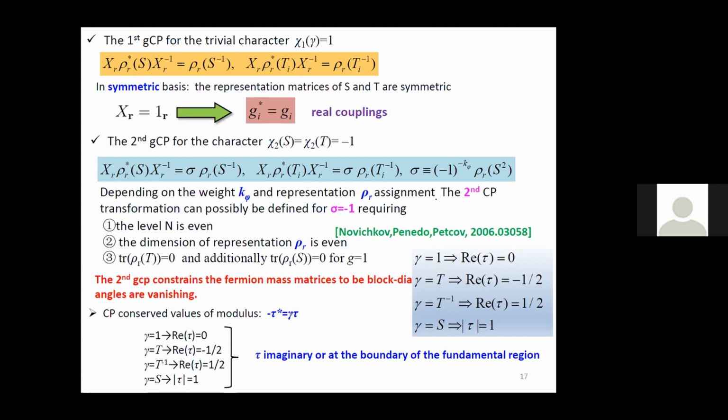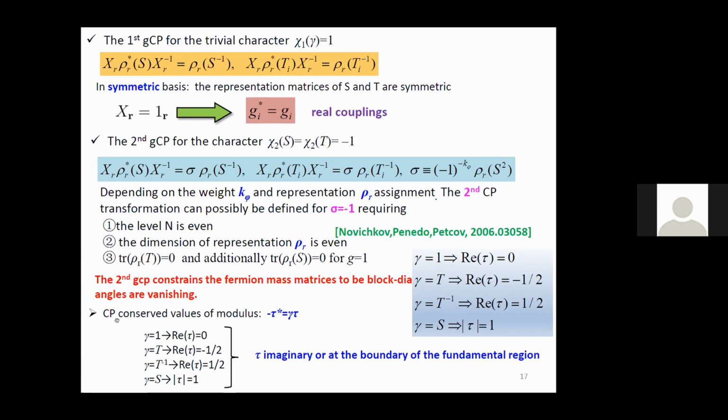Then we come to the CP conserved value of modulus. That means in the upper half plane, not all the tau are the same. Some tau are quite special. We know there are four modular fixed points: omega, minus omega squared, tau equal to i, and tau equal to infinity. It is invariant under some modular transformations.